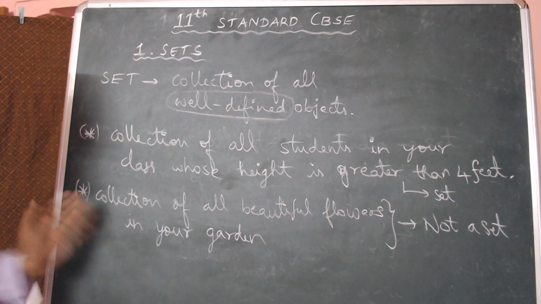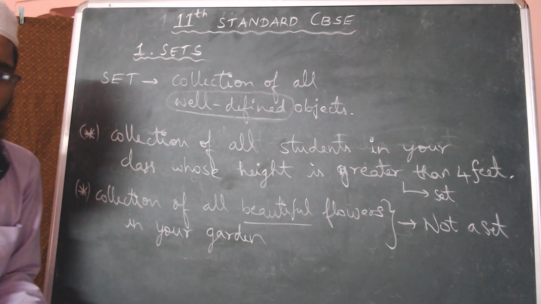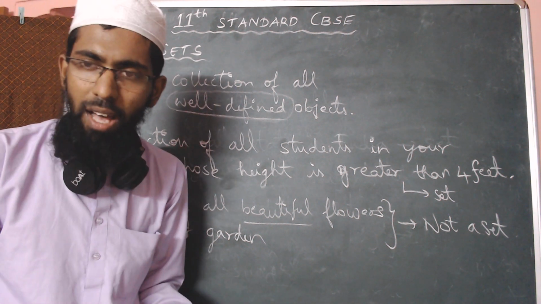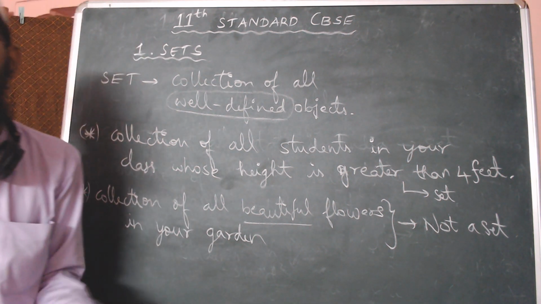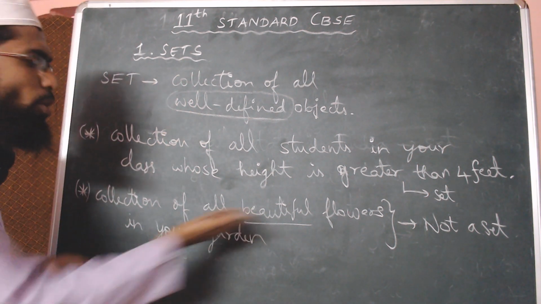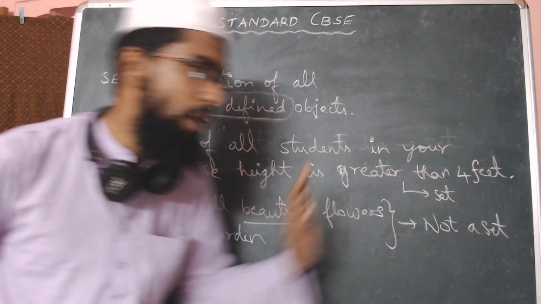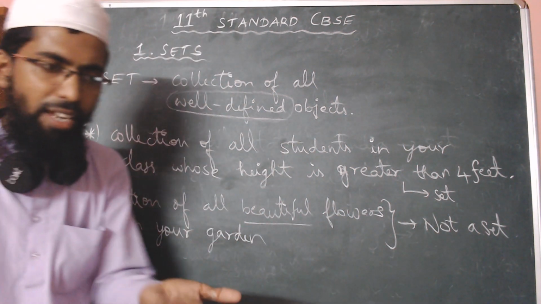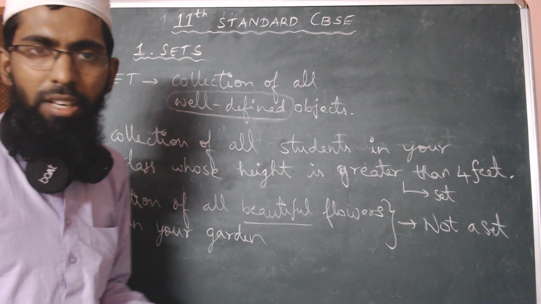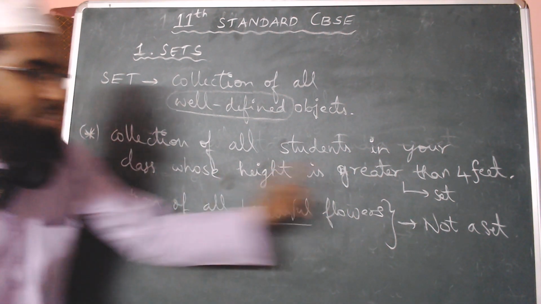Now coming to this collection of all beautiful flowers in our garden. Now this word beautiful, again it is a relative statement. Some of you may tell that rose is a beautiful flower. Yes, and one or two persons tell that rose is not a beautiful flower. Right. So this beautiful is not a clear-cut statement. So this collection is not a set. As I told you, some feel that rose is a beautiful flower and some feel that rose is not that good. So this is not a clear-cut statement. So this is not well defined. So this collection is not a set.